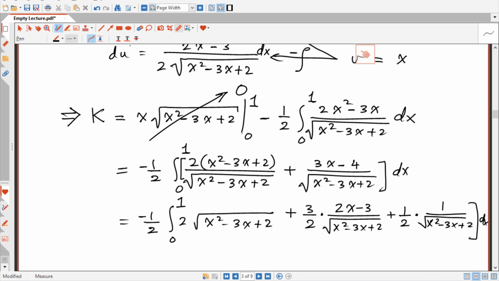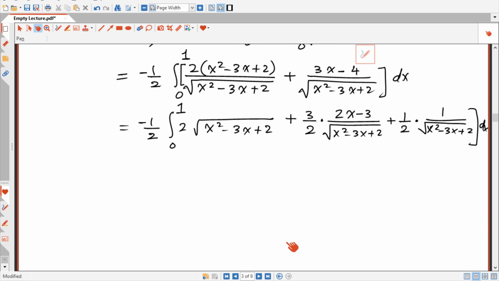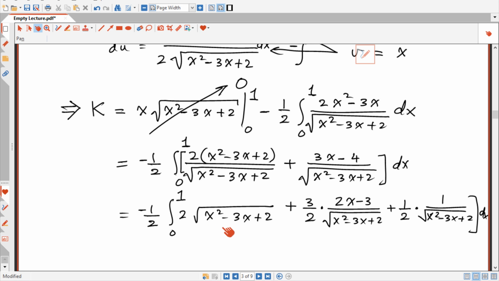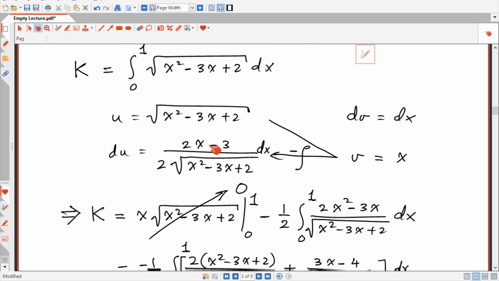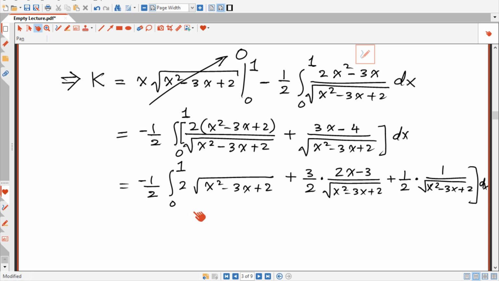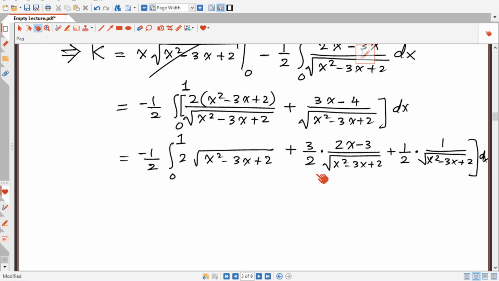Okay, so now going back, if we look at this term here, this term is basically k, or twice k. So this integral here is twice k. This integral can be calculated using the chain rule, straightforward. This integral is the same as j that we evaluated in the beginning, so we can use that value that we calculated in the beginning.